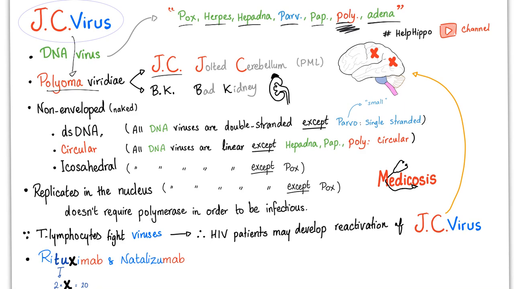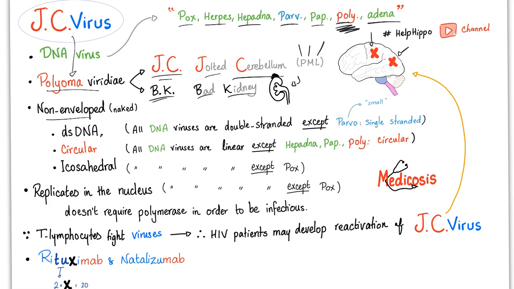Polyoma, JC virus is in the Polyomaviridae family. We have two members in this family, JC virus and BK virus. JC virus will cause something called progressive multifocal leukoencephalopathy. This affects the parietal lobe, occipital lobe, and the cerebellum. That's why JC, mnemonic, jolted cerebellum. BK is bad kidney because it affects kidney, especially in transplant patients.